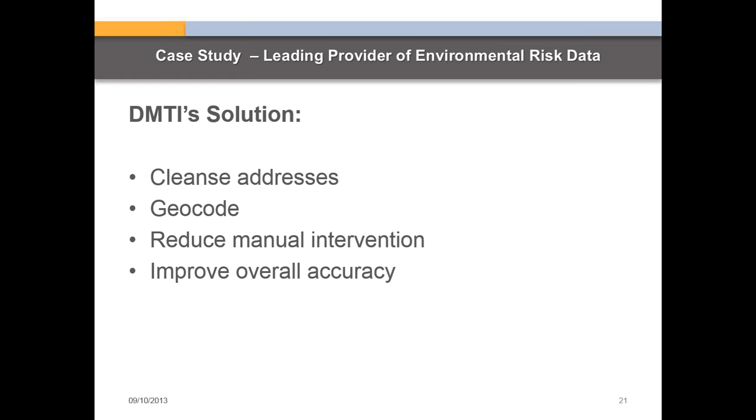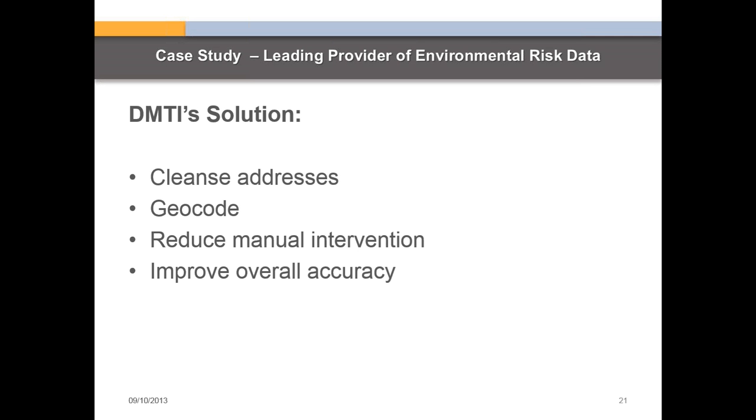The solution was Location Hub. By implementing Location Hub, the organization was able to cleanse their existing database of addresses. They were able to ensure that they had the correct information already present in their database. They were able to geocode these addresses with high precision at rooftop or parcel level.